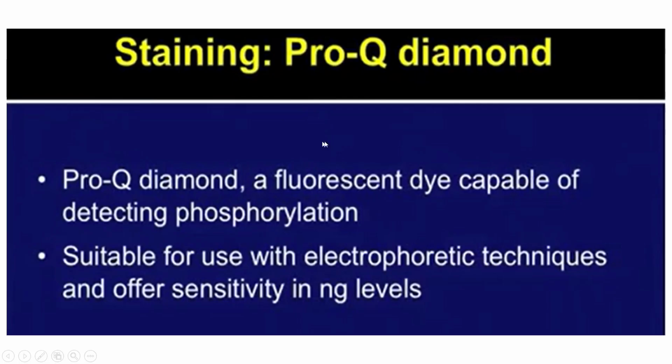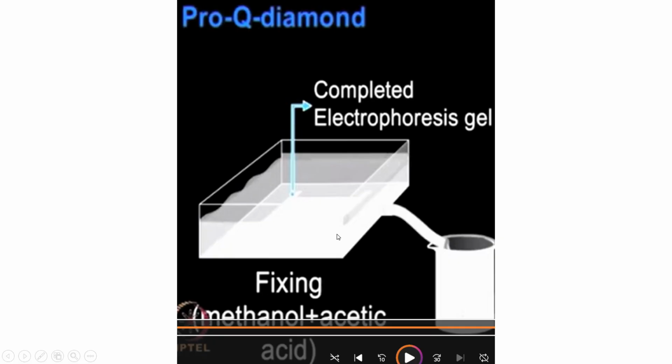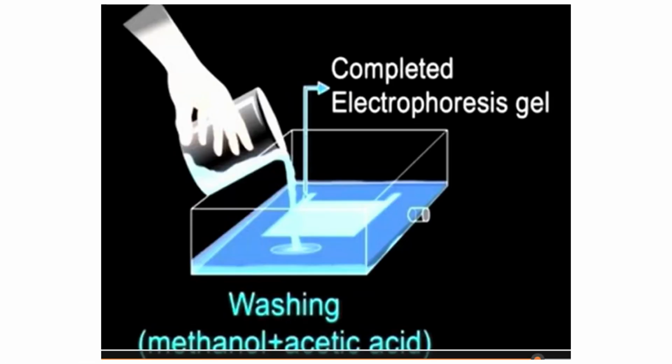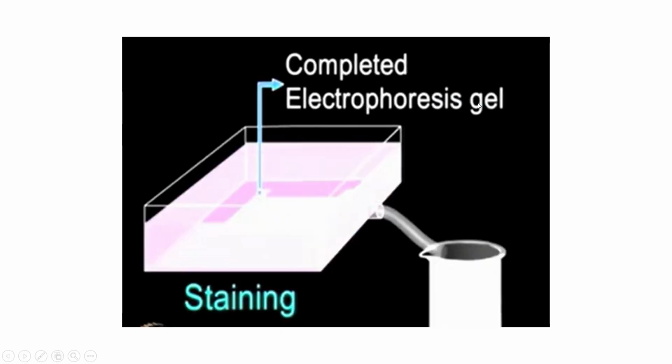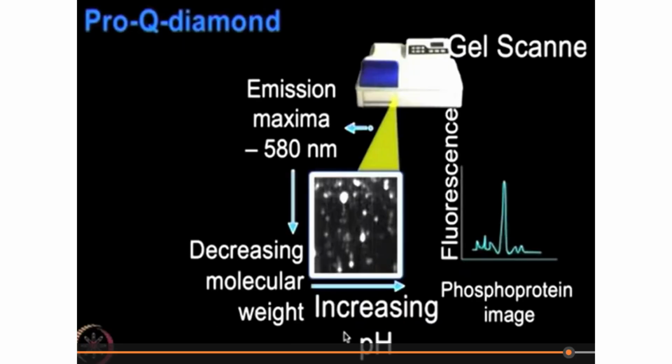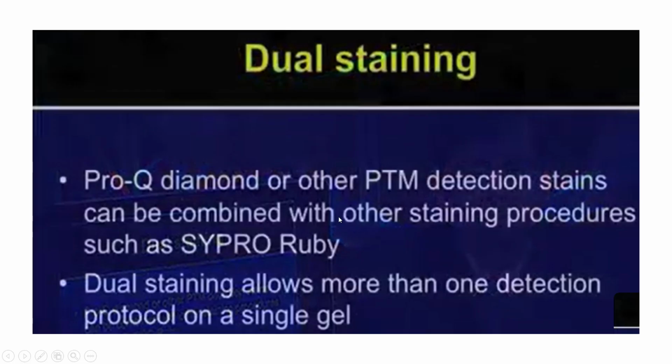There is another dye which is ProQ Diamond, which is also a fluorescent dye and it helps to detect phosphorylation. If your study deals with phosphorylated proteins, then you can use this specific dye in order to detect phosphorylated proteins. In that specific procedure, there is a washing step, which is nothing but destaining, and this is how the gel looks like in terms of ProQ Diamond.